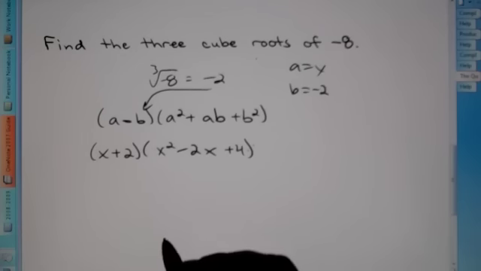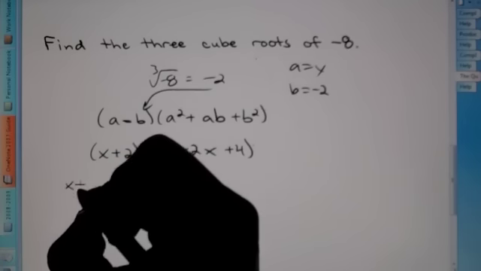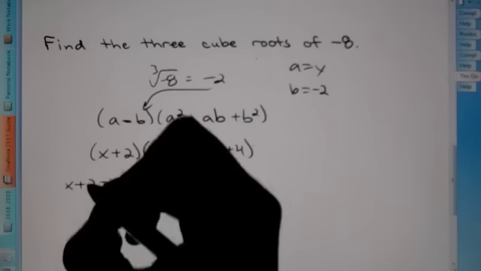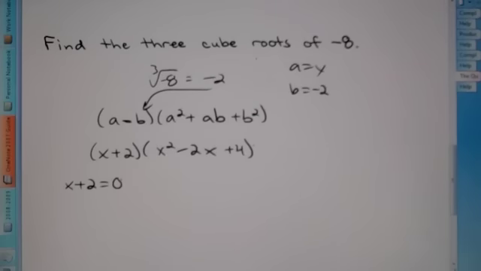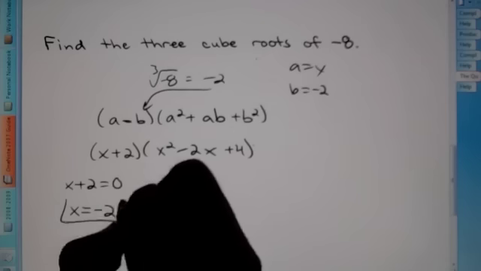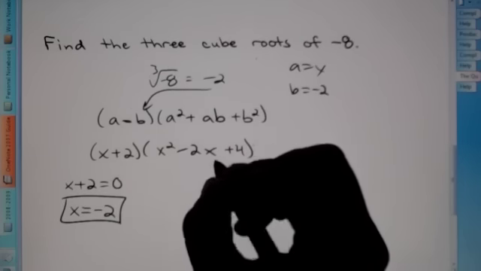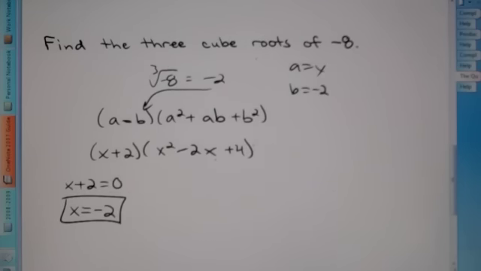Well, now we're going to set both of these parentheses equal to 0, so we could solve for x. Well, we know here, you just change the symbol, so x is equal to negative 2. There goes one answer. But here's the part where you have to use a quadratic formula to find the other two answers. Because you can't break this up into two parentheses.